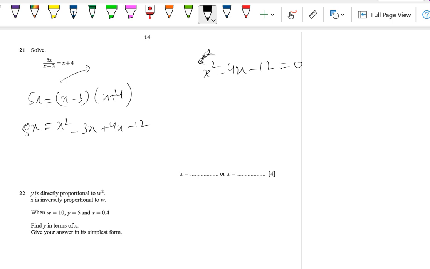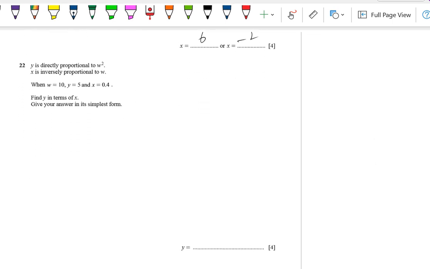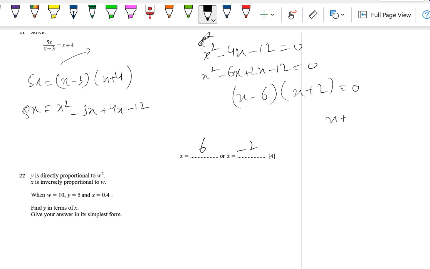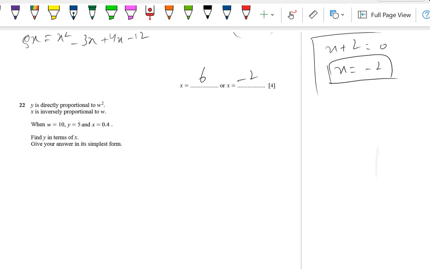6 twos are 12. X square minus 6x plus 2x minus 12 is equal to 0. Answer would be 6 and minus 2, because x minus 6 is one set, other one would be x plus 2. So in case you need to revise it, this should be done. Same for x minus 6.